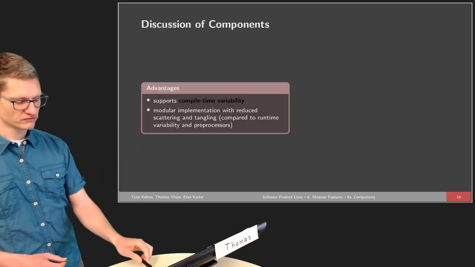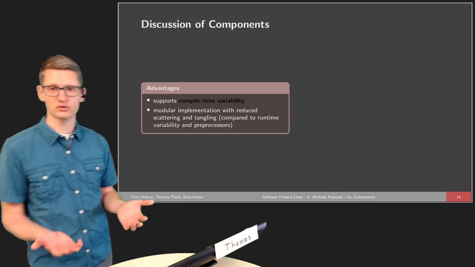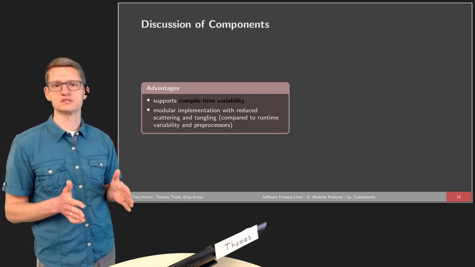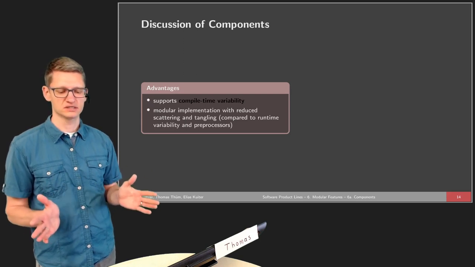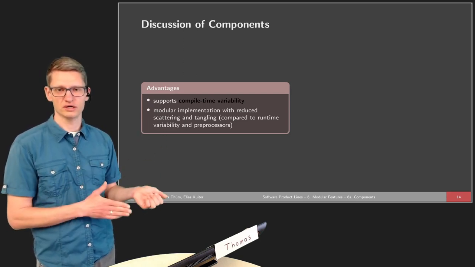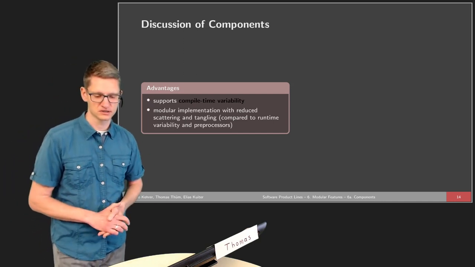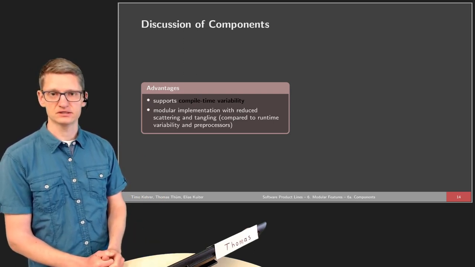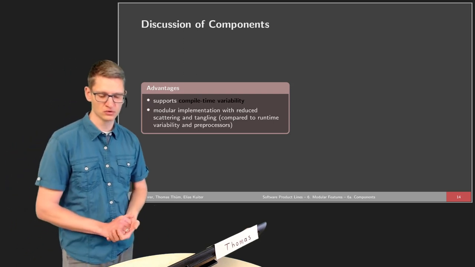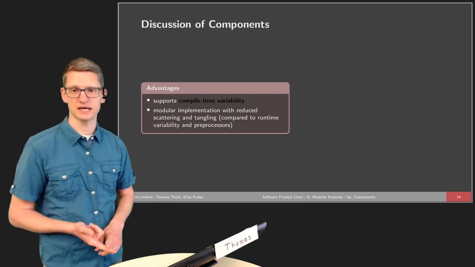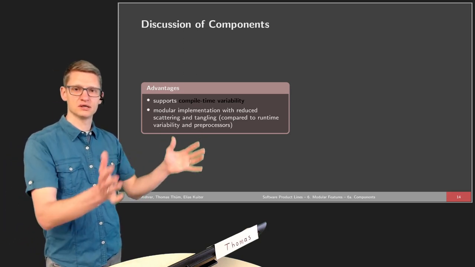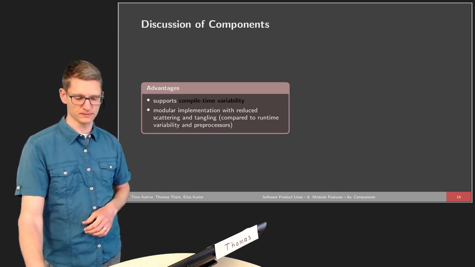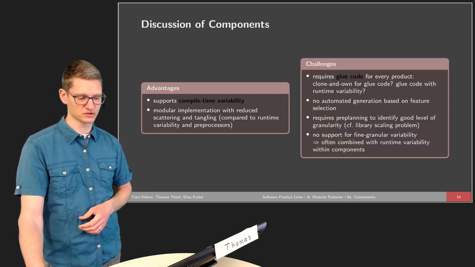So I want to wrap up this part with a discussion of components. We do this for every one of our implementation techniques. We have the advantage that components support compile time variability by design: either I have a component or I don't. So there's some inherent compile time variability available. We have a modular implementation, and compared to preprocessors or runtime variability on its own as techniques, we very likely have reduced scattering or tangling, because whenever we organize something in a certain module, we might be able to modularize it also along the features.